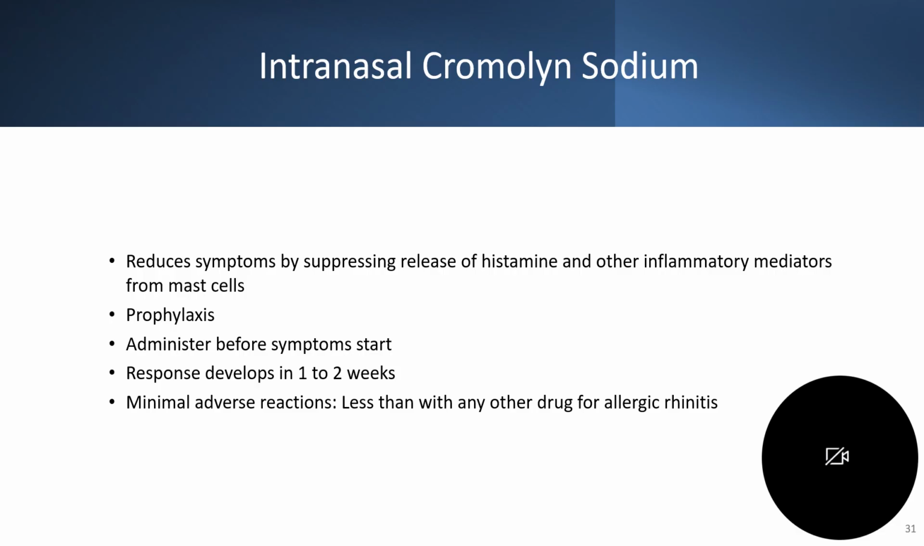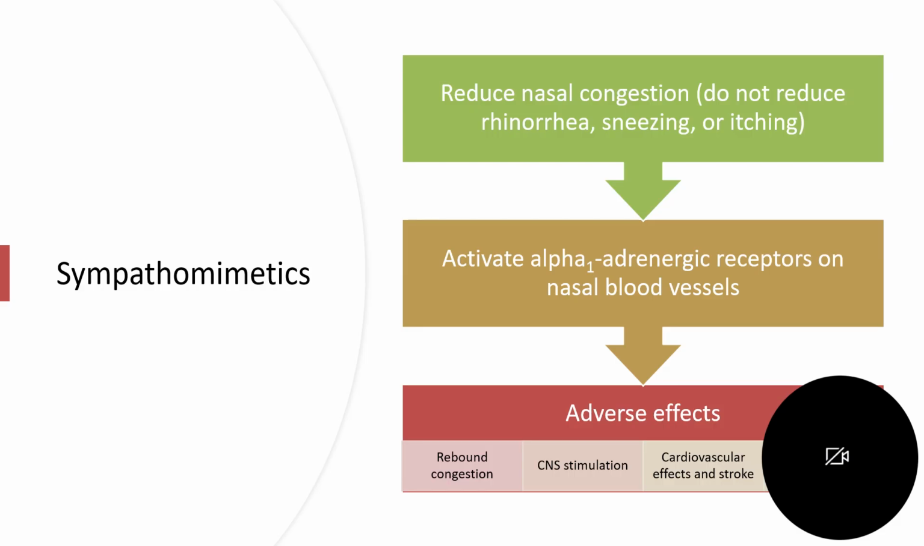Intranasal cromolyn, and I have two different slides for these, so I will circle back. These work by reducing symptoms by suppressing histamine and inflammatory mediators of our mast cells. These are also used for prophylaxis. I want to give these before they're having symptoms, and usually it takes about 2 weeks for those to take effect. And they do generally have minimal adverse effects.